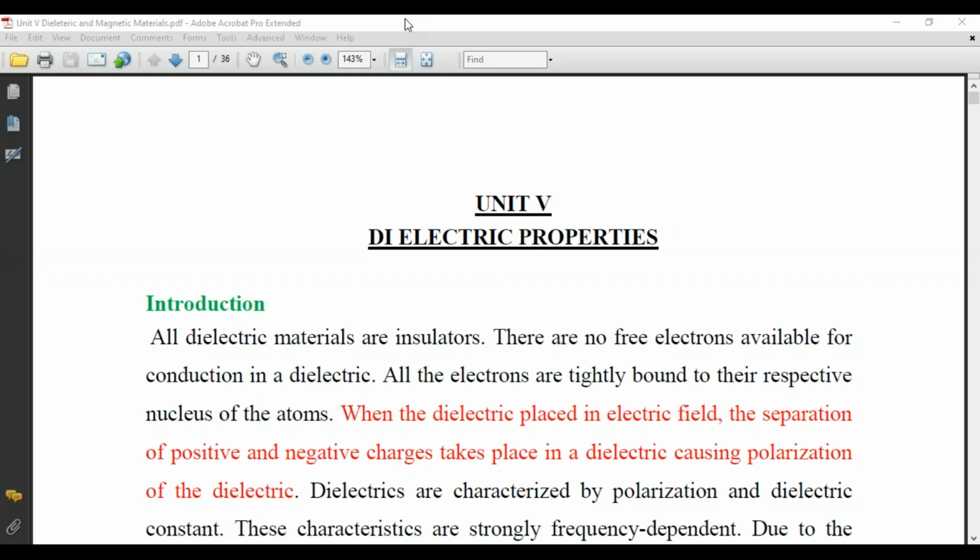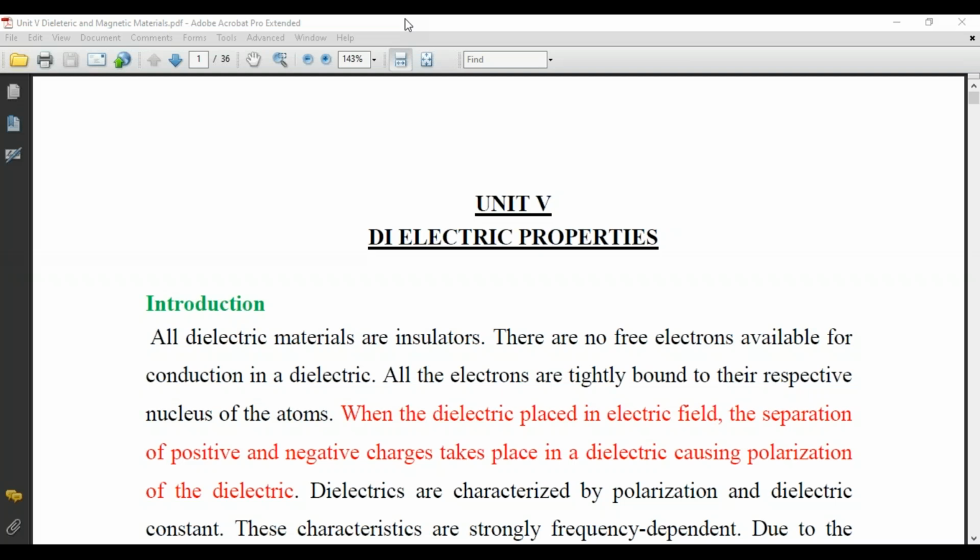Now if you come to types of dielectric materials, how can you classify the dielectric materials? Dielectric materials can be classified based on the molecules present in the material. So there are two types of dielectrics. One is polar dielectrics, another one is non-polar dielectrics. So what is polar dielectrics? The polar dielectric always has a permanent dipole moment.